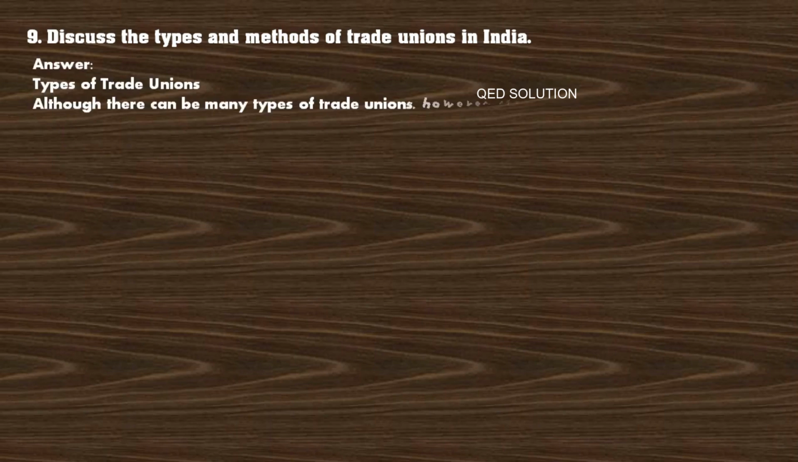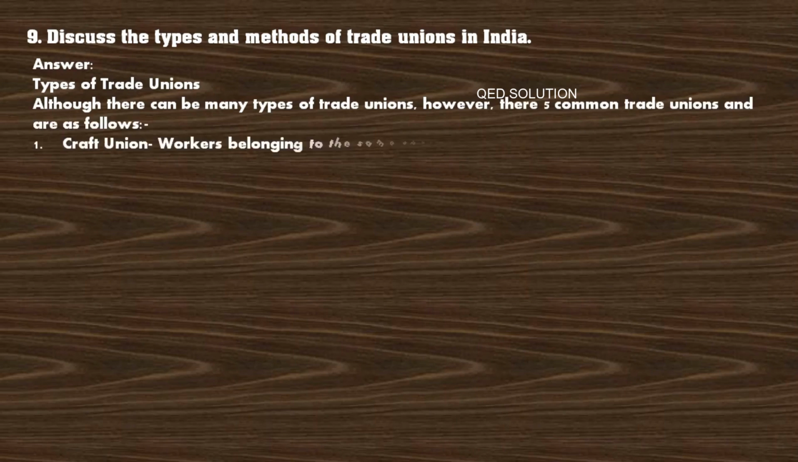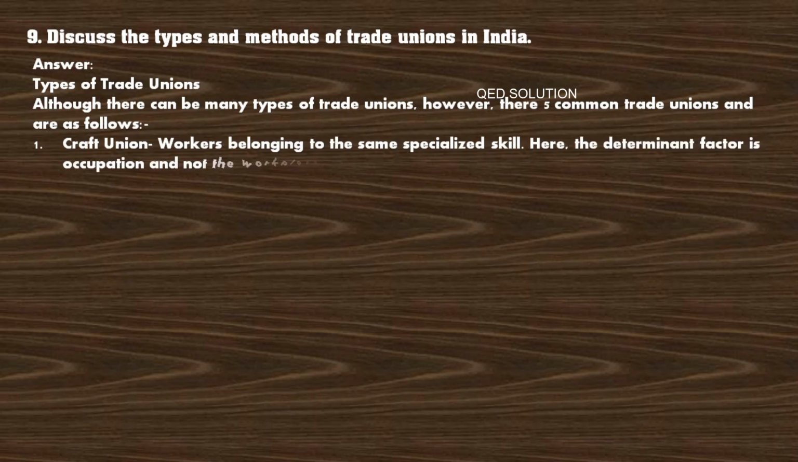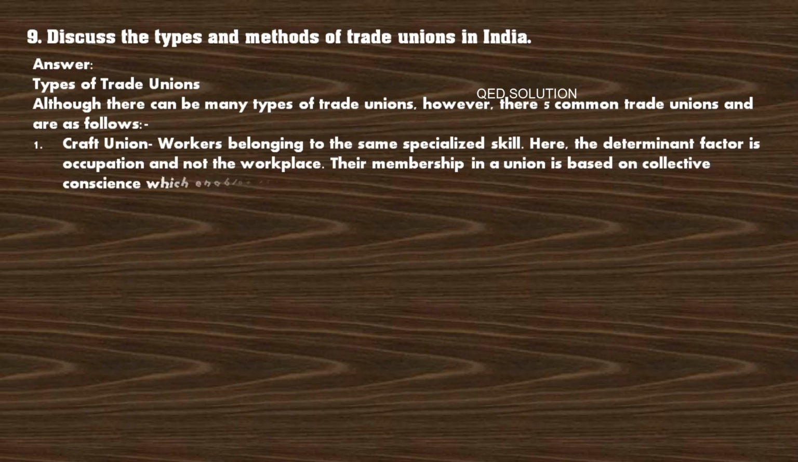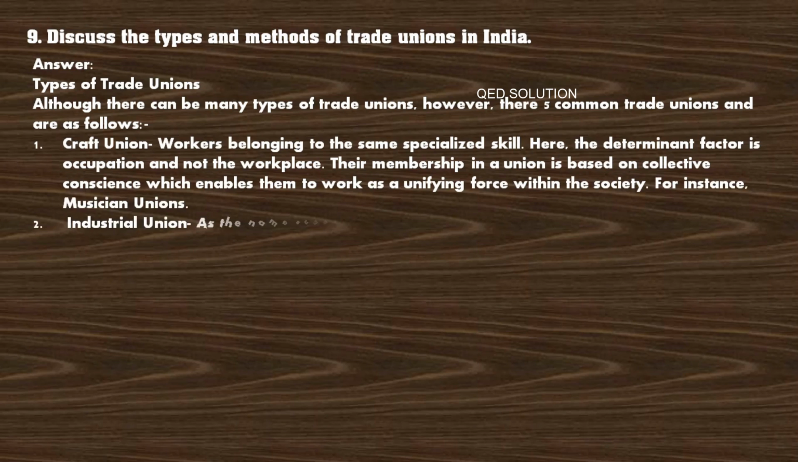Question number 9. Discuss the types and methods of trade unions in India. Answer. Types of trade unions. Although there can be many types of trade unions, there are 5 common trade unions, and they are as follows. 1. Craft union, workers belonging to the same specialized skill. Here, the determinant factor is occupation and not the workplace.